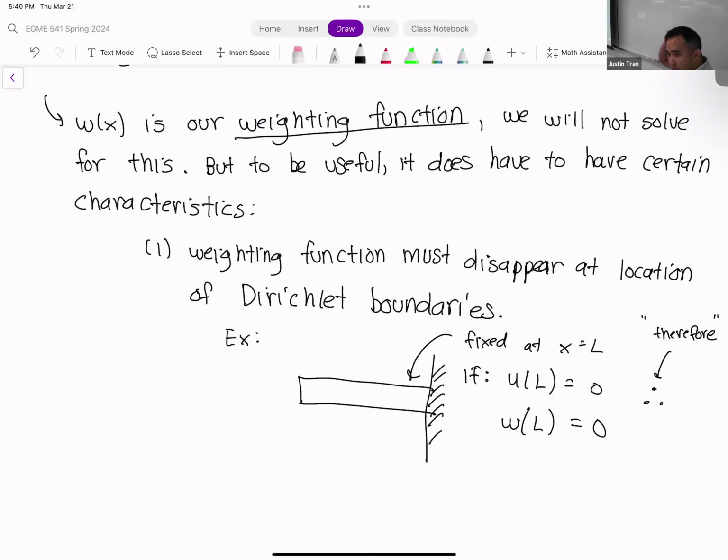And this is even true when our Dirichlet boundary condition is non-zero. Eventually, we're going to talk about heat transfer and the heat equation. So even when we have a Dirichlet boundary condition on the temperature, the weighting function has to be 0 there as well. We'll get to that. But for now, this is the most important characteristic. The weighting function is going to have other characteristics that we're going to talk about as they become pertinent. But for now, this is the one that we need to work with.